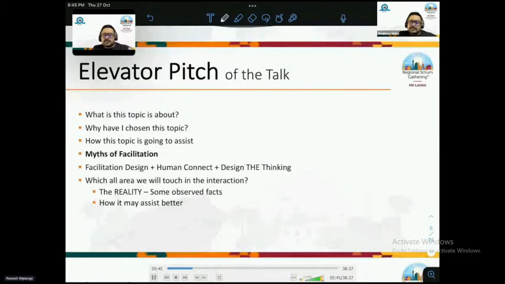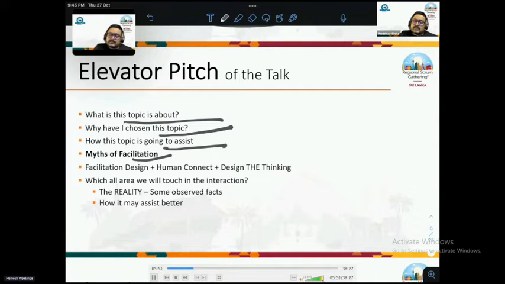What this topic is about, I'm going to share with you why I have chosen this topic, and how this topic is going to assess myths of facilitation. So why this topic? Majorly I took this topic with an option to share what I have seen around me, or around us, working in the organizations, what is happening.